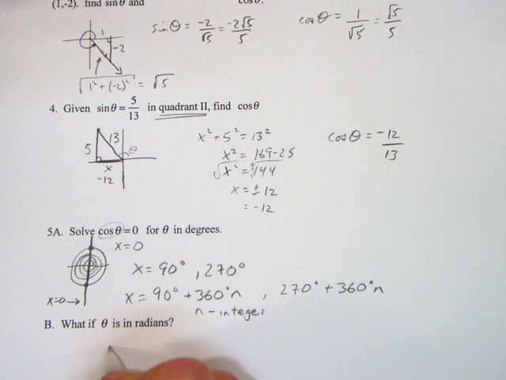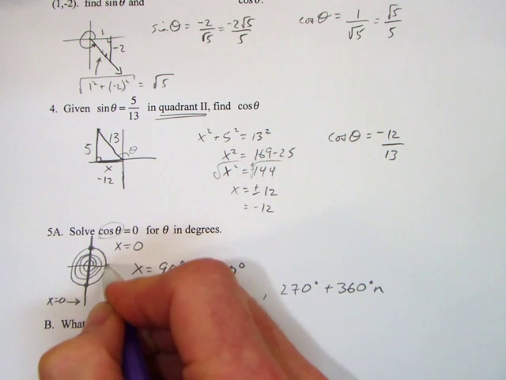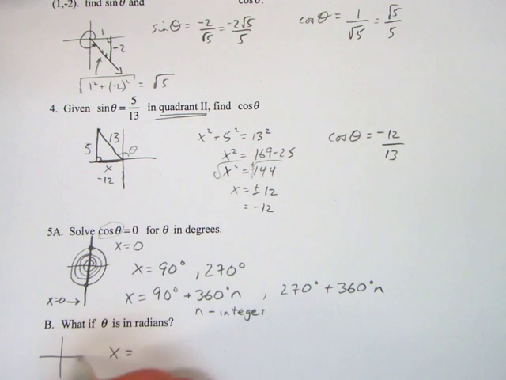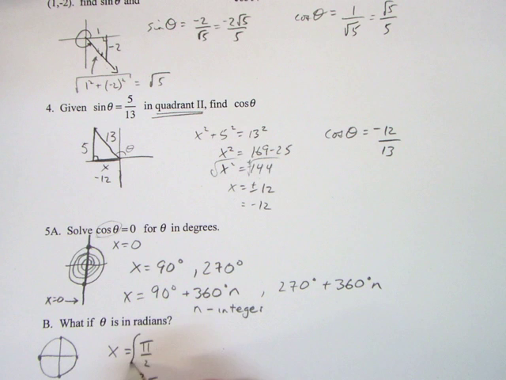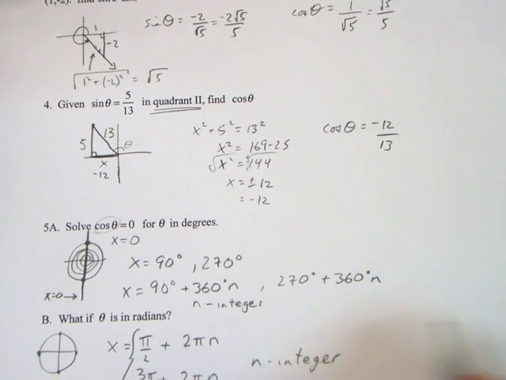If we're in radians, what's x? Well, we know the whole circle is 2 pi. Half the circle is pi. So this one will be pi over 2. And the other one will be down here, 3 pi over 2. And we also have to say, now do we say plus 360n on this one? No, because we're in radians, so we have to say plus 2 pi n, where n is also an integer.